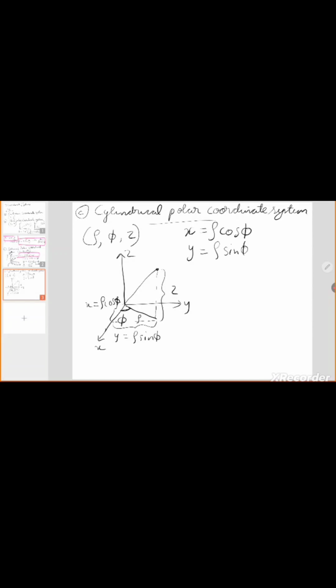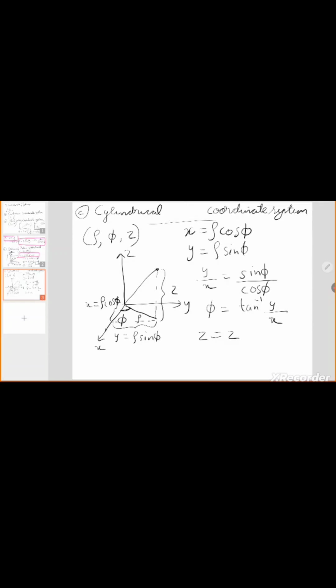Now y by x is equal to sin phi by cos phi. Rho gets cancelled. So sin phi by cos phi is tan phi. So phi is equal to tan inverse of y by x. Now we got phi. Then z is the same in the Cartesian coordinate system and the cylindrical coordinate system. This is not polar coordinate, it is the cylindrical coordinate system.